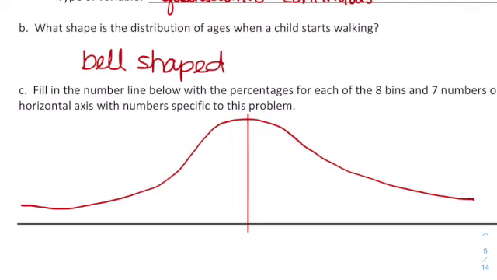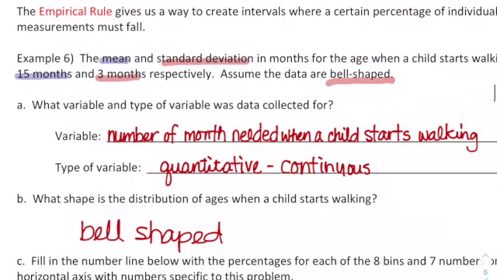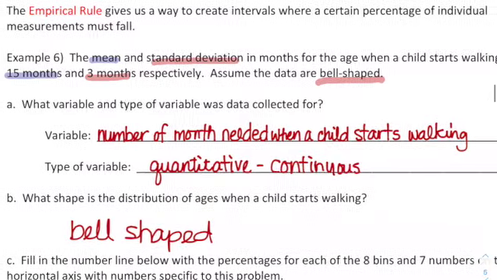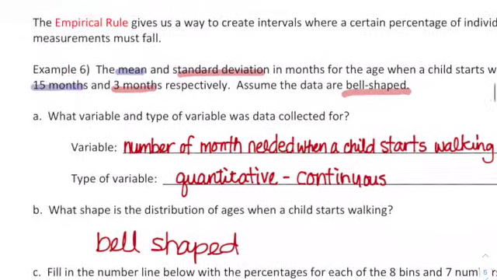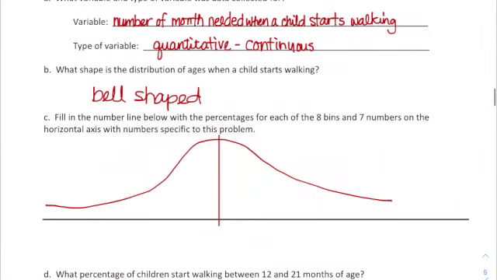All right, and they say the very important question before. The mean and standard deviation in months of age when a child starts walking are about 15 months. That is the mean. So if that is the mean, we need to label it right here. This is X bar, and that is 15. I want to put the X bar.